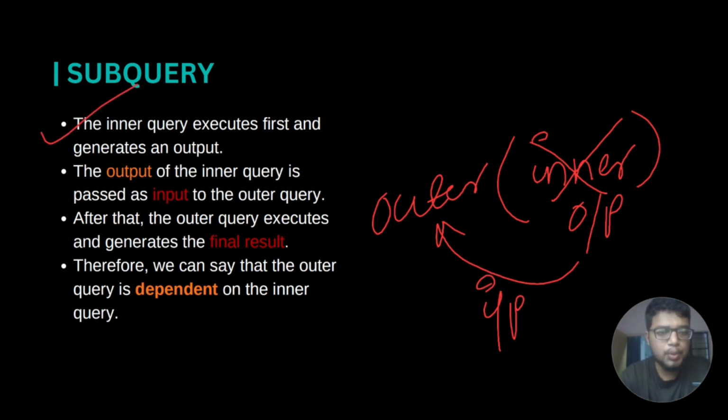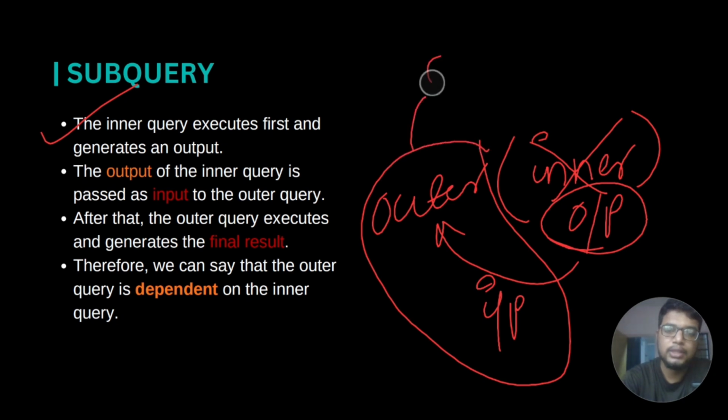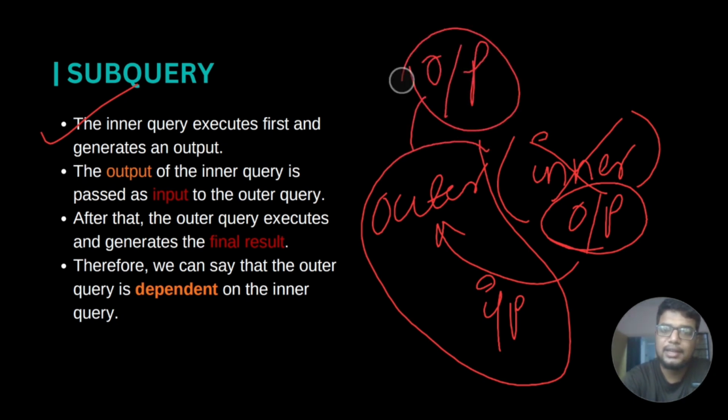Then the output of the inner query is passed as input to the outer query. Yes, it is the output of the inner query, but it acts as input to the outer query. Simple. When we see some examples, I'm going to tell you how this output of the inner query acts as input to the outer query. After that the outer query executes and generates the final result. With this input it is going to execute and generate one output. This is the final result.